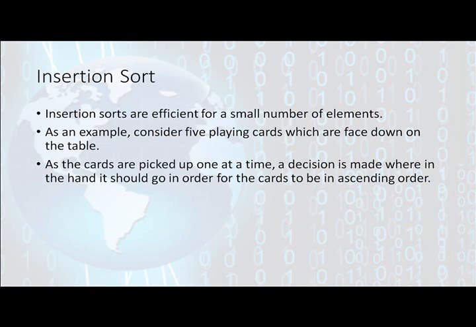So keeping with this theme of sorts, we're going to talk about the insertion sort. Insertion sorts are efficient for small numbers of elements. Later on in this chapter, and especially in chapter 2, we'll talk about how insertion sorts get very inefficient when the input data set gets large. But as an example, let's consider 5 playing cards that are face down on the table. As the cards are picked up one at a time, a decision is made where in the hand it should go in order for the cards to be in ascending order.